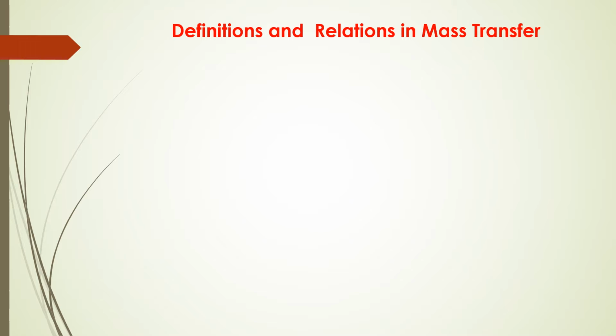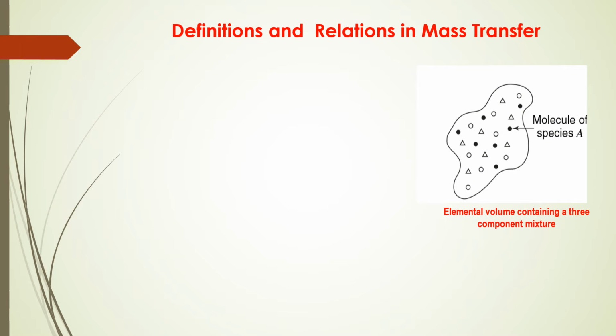In this video, we will see the definitions and relations in mass transfer. So for that, first we will consider an elemental volume containing a three-component mixture. So this is the elemental volume which contains species A, species B and species C.